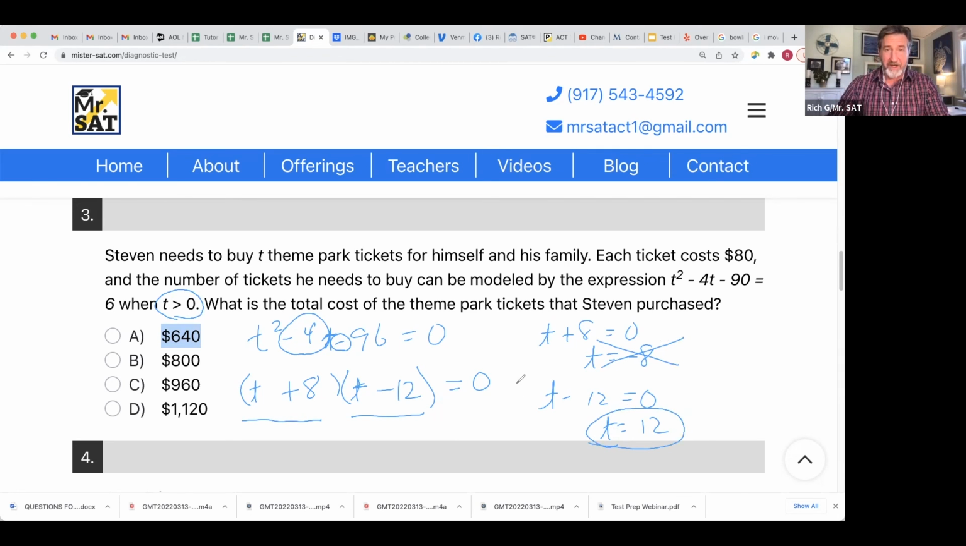We feel like we've done a lot of work and gotten the answer, but we still have one more very simple step, because it asks for the total cost of theme park tickets. I know my individual cost of each ticket is 80, and my number of tickets is 12. So all we have to do now is 12 times 80. Yes, you have to do the long multiplication, but this is simple. 960, and the answer is C, 960.